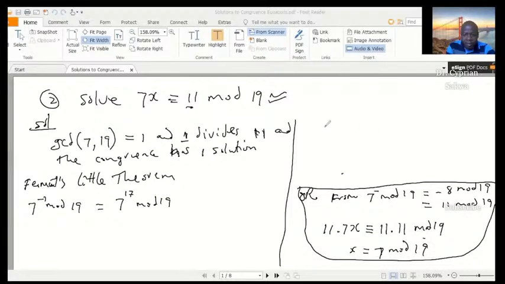Because Fermat's theorem says that if A is positive and P is prime, such that P does not divide A, then the inverse of A will be given by A raised to P minus 2. Now, so let's do it now.